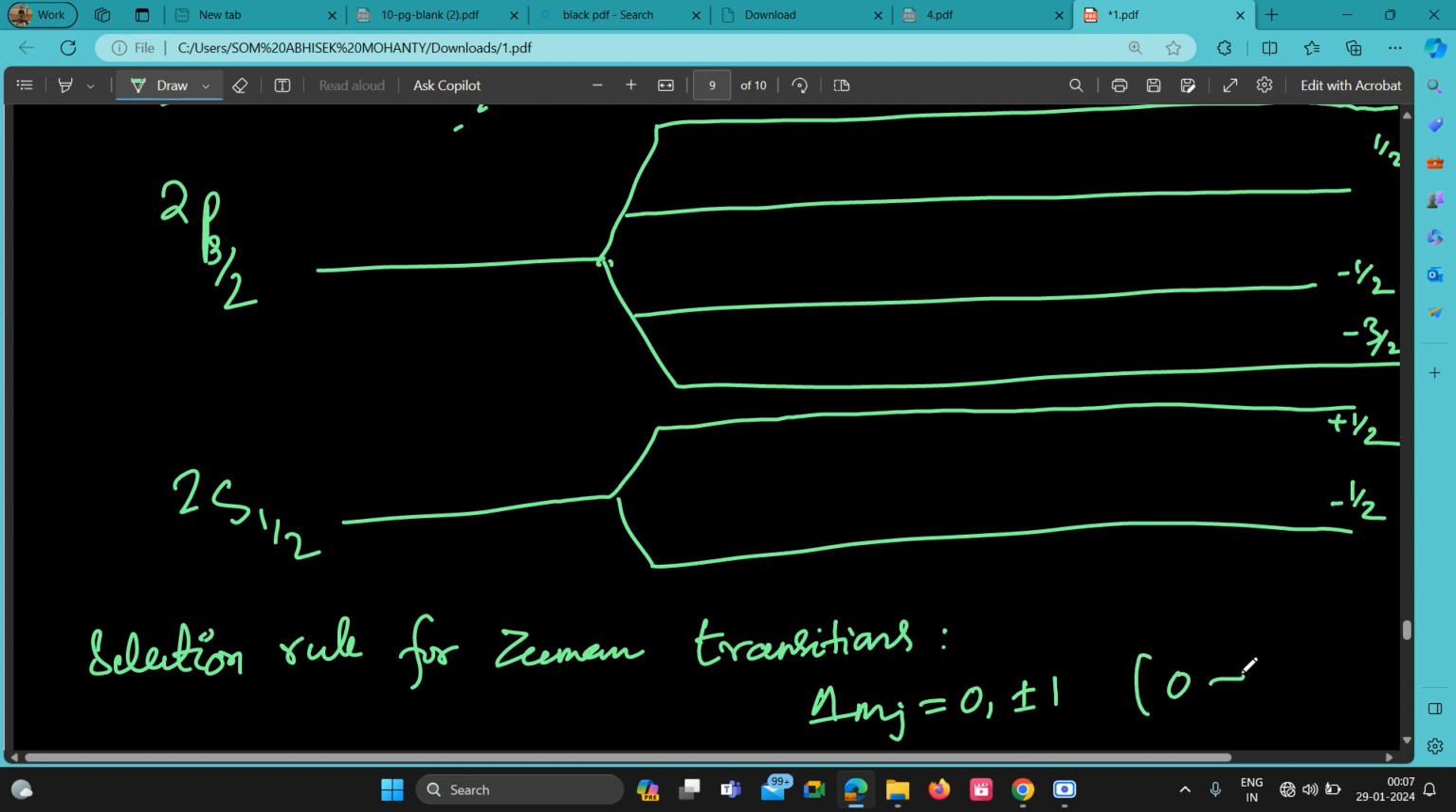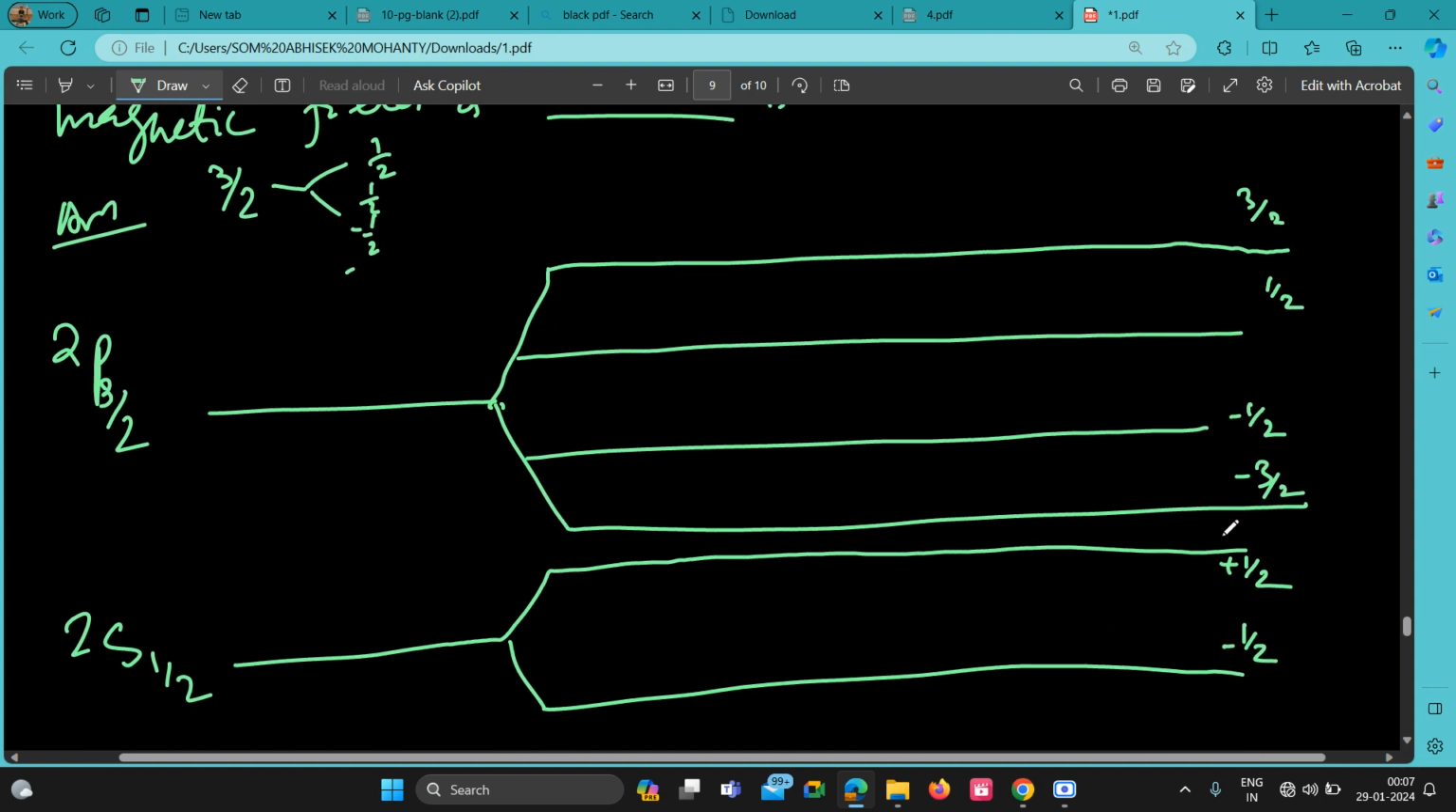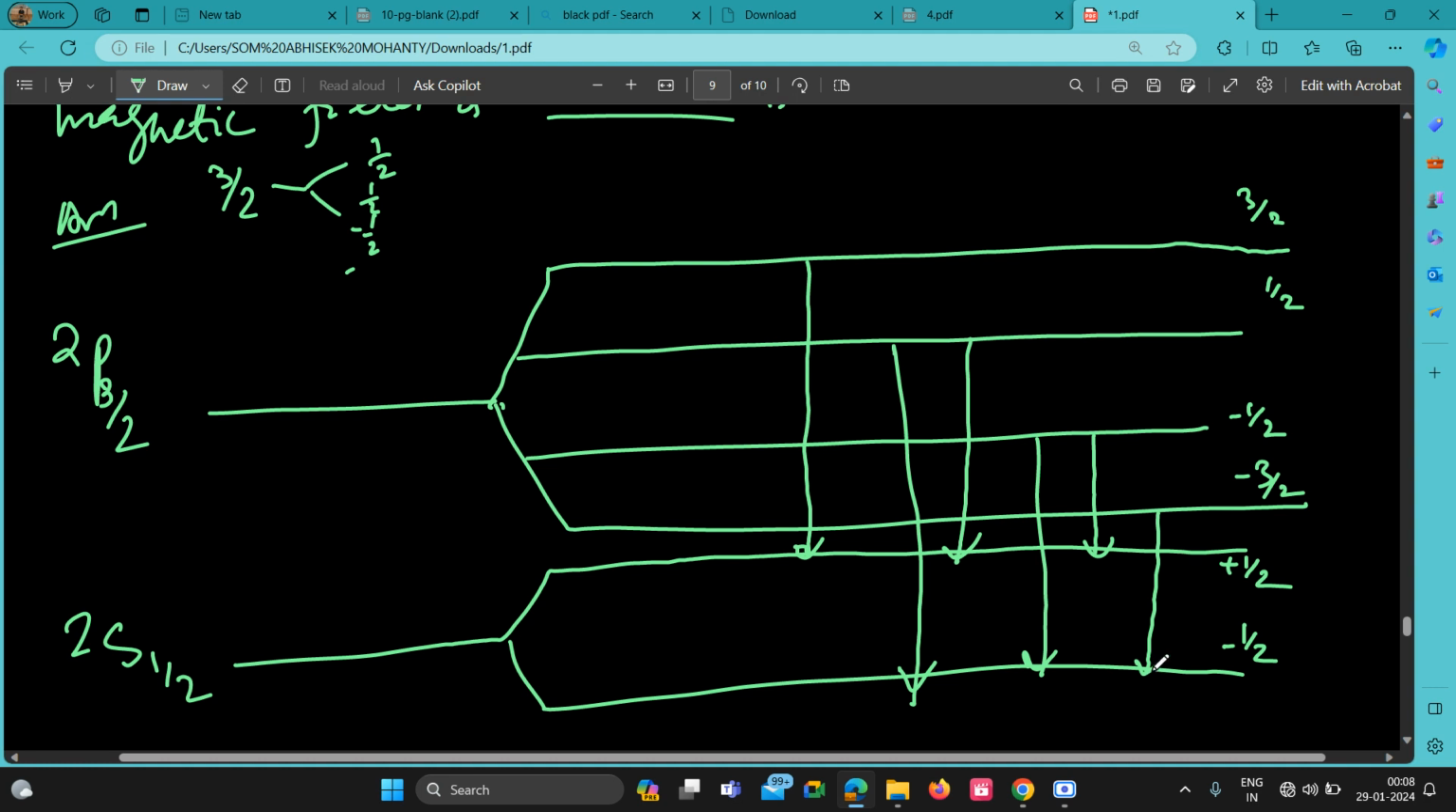Where 0 to 0 is not allowed if j is equal to 0. So let's do 0 plus or minus 1. Same is not allowed, only different. So this is not allowed. This can be allowed because it gives minus 1. Minus half to plus half is allowed. This is minus 1, allowed. This is 0, allowed. Half to half is allowed. Half to minus half is also allowed. 3/2 to half is allowed because it's giving me 1. 3/2 to minus half is not allowed, it's giving me 2.